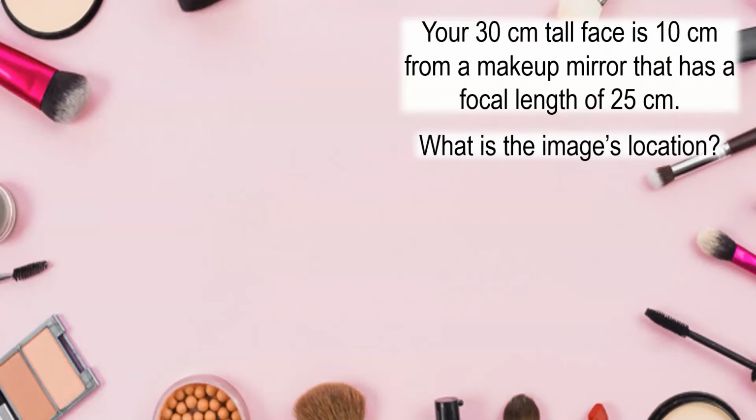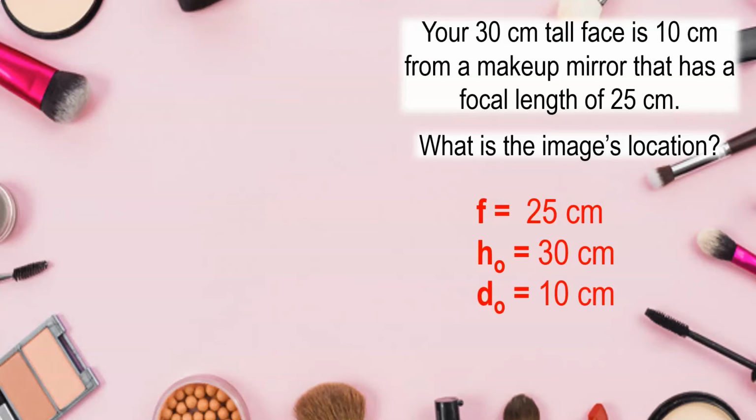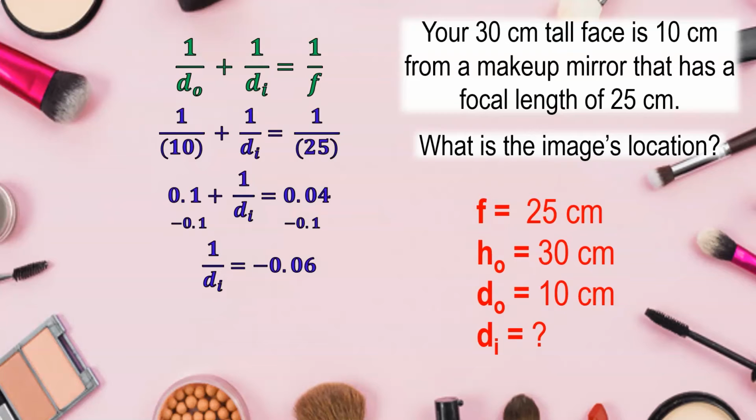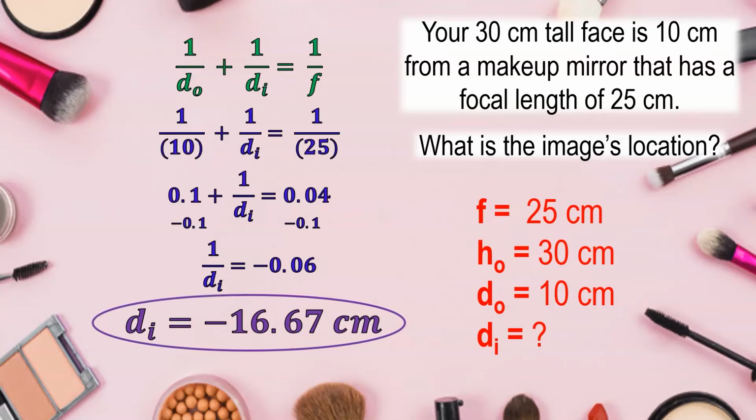If we move the object inside of the focal point, we have some different information. Focal point stays the same, the height of the object stays the same, but now our d sub o, our distance between the object and the mirror, is only 10 centimeters. It's less than our focal point of 25. So now we're expecting a virtual image, so we're predicting a negative d sub i. Substitute in what you know, solve for what you don't. Remember to use that inverse button. You're going to end up with 1 over d sub i, which gives us the d sub i of negative 16.67. Negative because it's a virtual image behind the mirror.